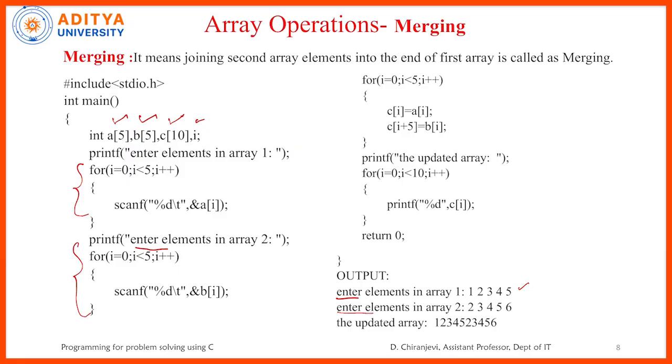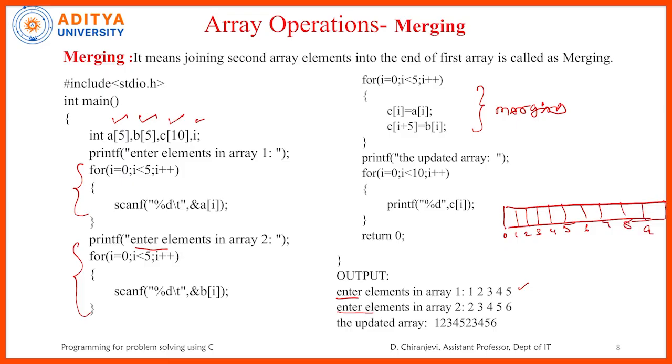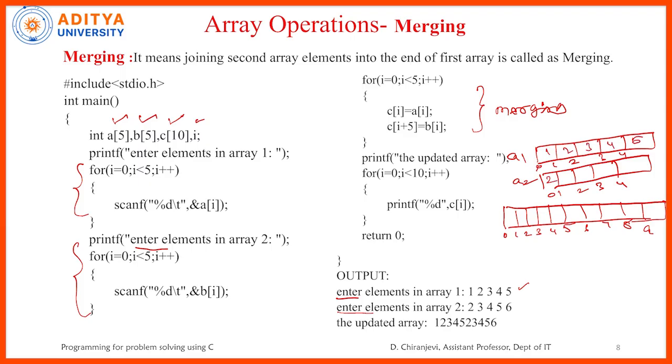Now after that, merging. This is the logic for merging. Let me draw the third array, whose size is 10, with indexes 0 1 2 3 4 5 6 7 8 9. Let me draw the first two arrays also. The elements stored in the first array are 1 2 3 4 5 and in the second array 2 3 4 5 6. Now we are performing the merging operation.